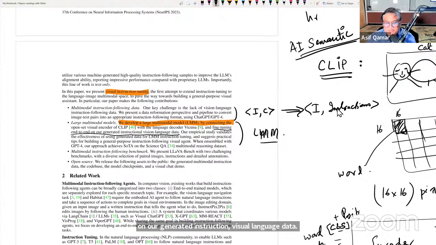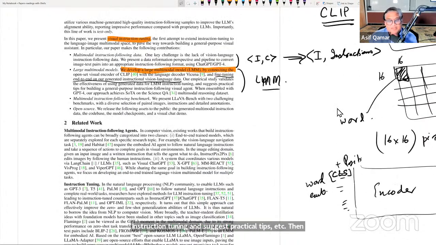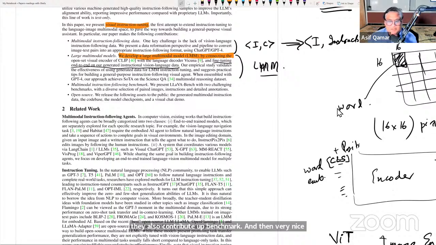Then they go on to say our empirical study validates the effectiveness of using generated data for LMM instruction tuning, and suggests practical tips, etc. Then they also contribute a benchmark. And the very nice thing about this paper is they say the whole thing is open source. Go at it. The code base, the model checkpoints, the data, and they even give you a demo.